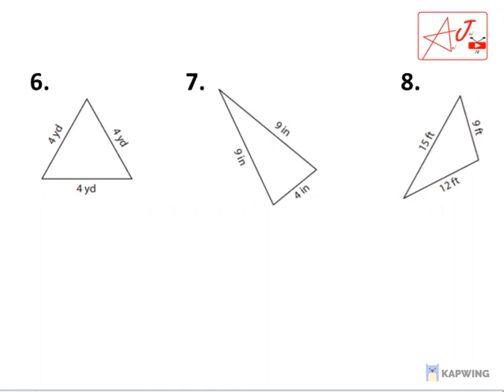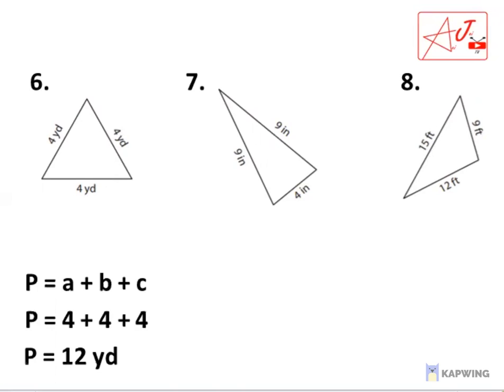Okay, try natin hanapin ang perimeter nitong first triangle. Yan, di ba? Ang formula ng perimeter is A plus B plus C. Decide kung anong side ang gusto mong A, B, or C. In this case, this is an equilateral triangle. So, pare-pareho lang yung sides niya. Kahit alin dyan, ilagay mo yung A, B, or C. Pare-pareho lang naman silang 4. So, 4 plus 4 plus 4. Therefore, ang perimeter ng first triangle is 12 yards.